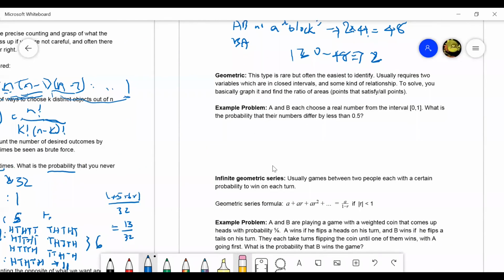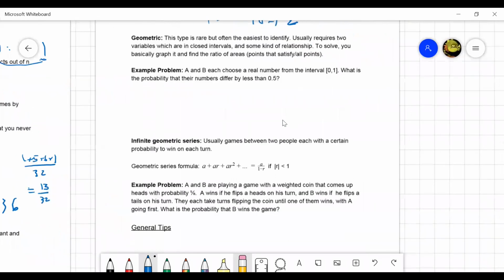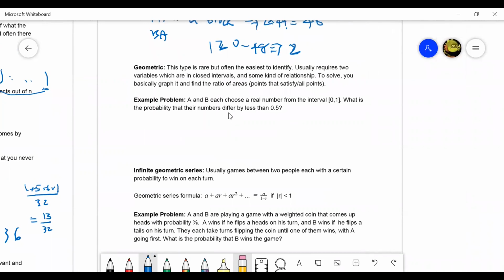All right, this next part I'm not sure. Okay, geometric probability. So this one is pretty rare, but also kind of easy to identify. And usually it has two different variables and it has some closed intervals and some relationship. So to solve, you graph it in a coordinate plane, so a two-dimensional plane, and you find the ratio of areas.